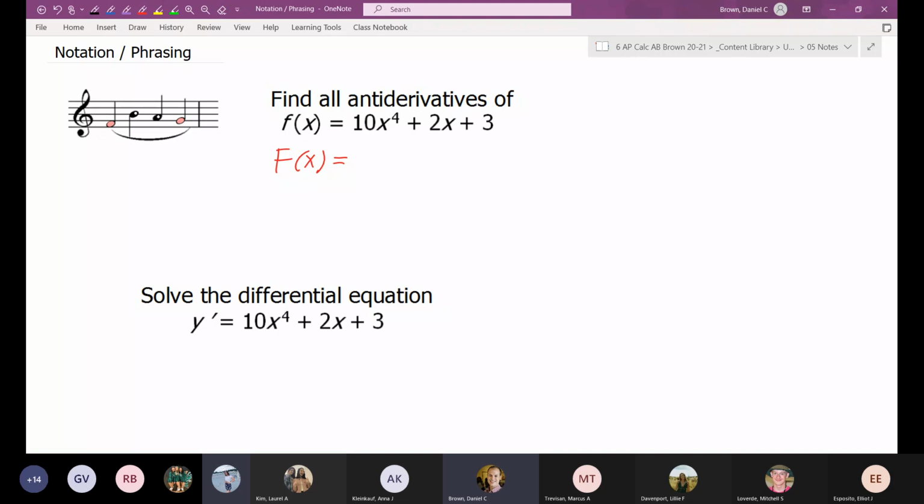Just 2x to the 5th. Easy enough to check your answer. What's the derivative of 2x to the 5th? 10x to the 4th. And we can kind of do that term by term.